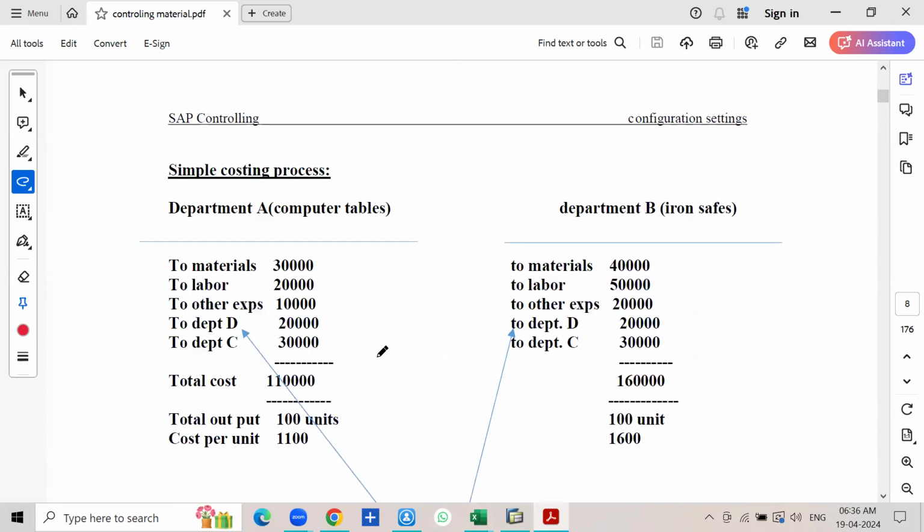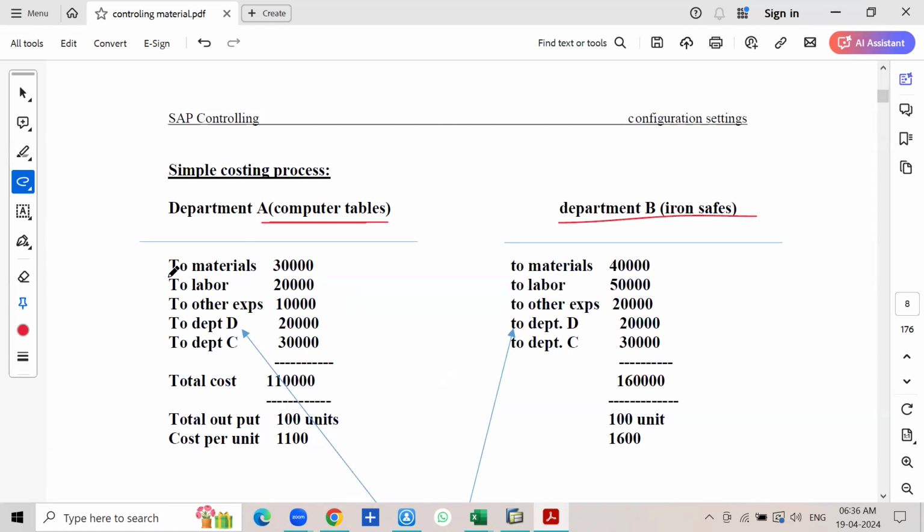Say, for example, in our organization we have two departments. In one department, we are manufacturing computer tables. In another department, we are manufacturing iron safes. In the computer tables manufacturing department, what is the raw material we use? Wood and iron frame. So when you purchase the wood, that is directly identified with department A.